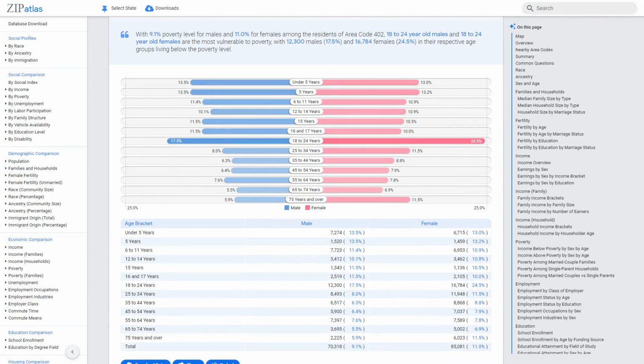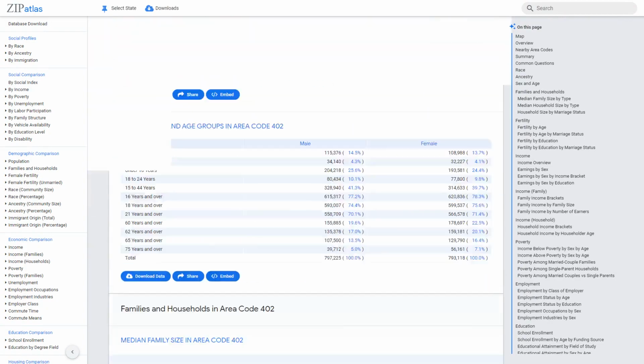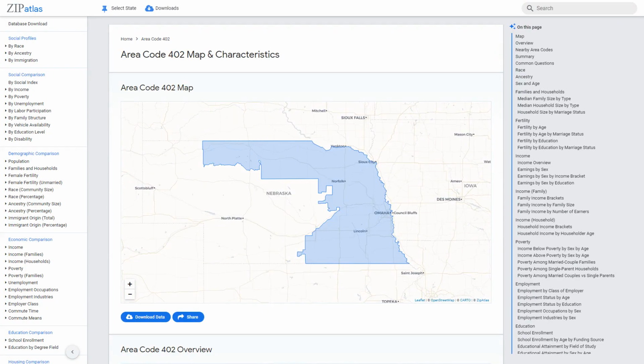Overall, the data presented in the video sheds light on the diverse and dynamic community of Area Code 402 in Nebraska. From its rich history to its strong economy and diverse population, there's no doubt that this area has much to offer.